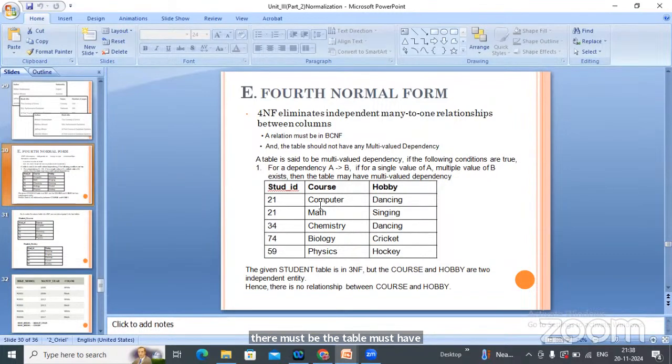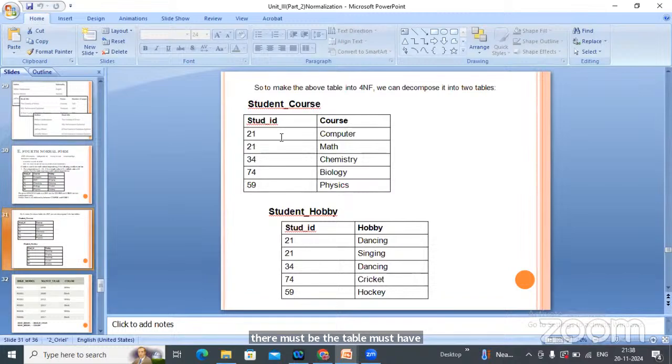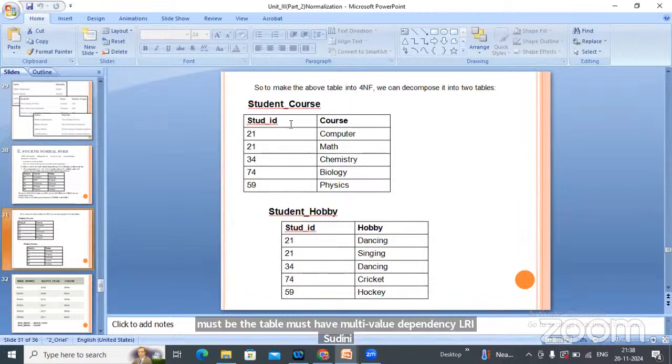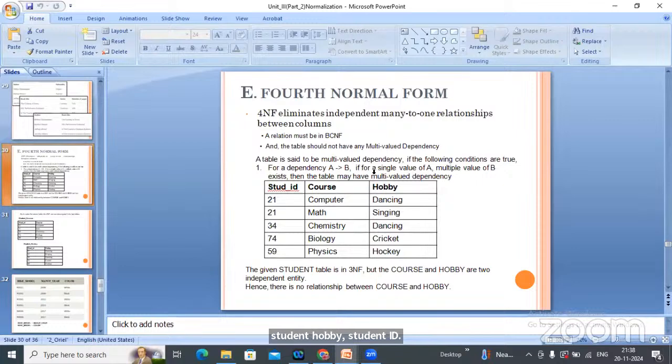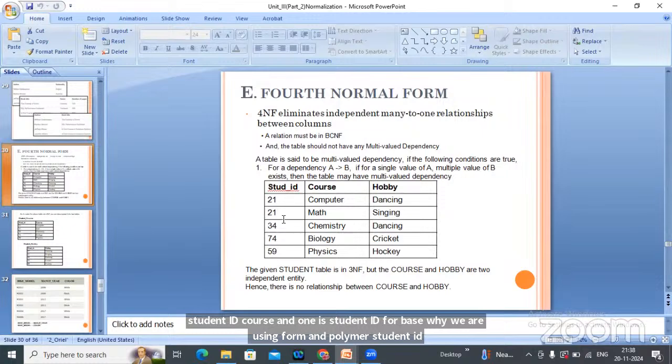How can we write this? With a student course relation, we can write student ID course and student ID hobby. So this table can be decomposed into two tables: one is student ID course and one is student ID hobbies. Why are we using a common column as student ID? To recognize easily, we use this primary key as the common column.